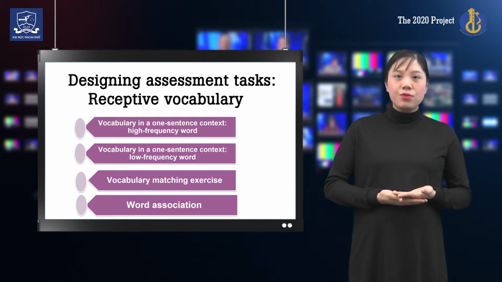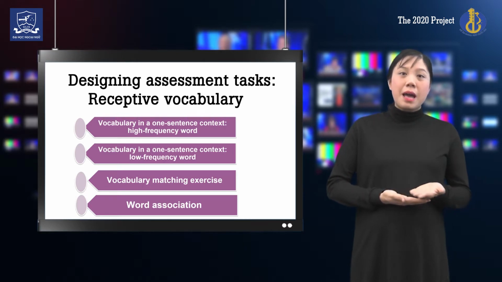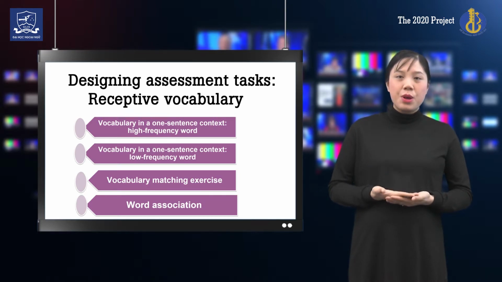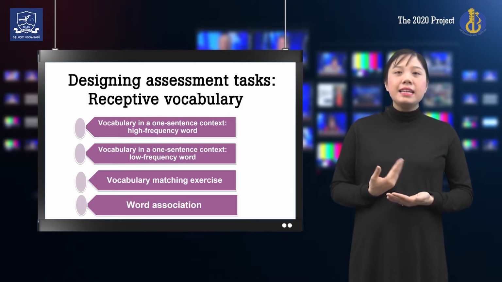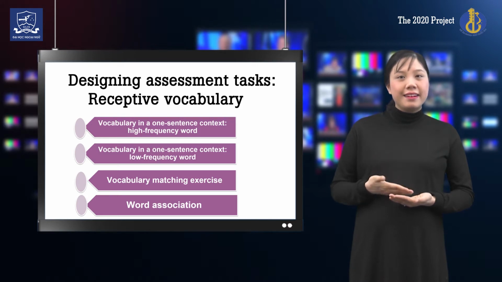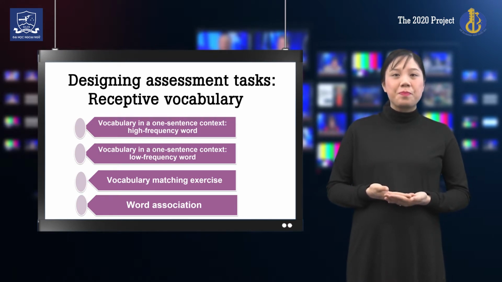Another type of receptive vocabulary assessment is the well-known and widely used matching exercise. These types of recognition tasks require the test taker to match the target word with its meaning or definition. In addition to assessing progress and giving feedback, teachers can also give vocabulary tests for proficiency purposes. In this case, the most common approach is to investigate a learner's vocabulary size.